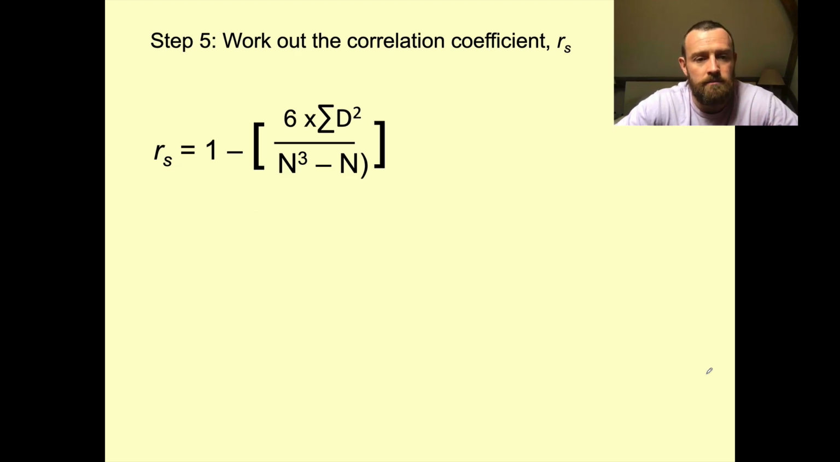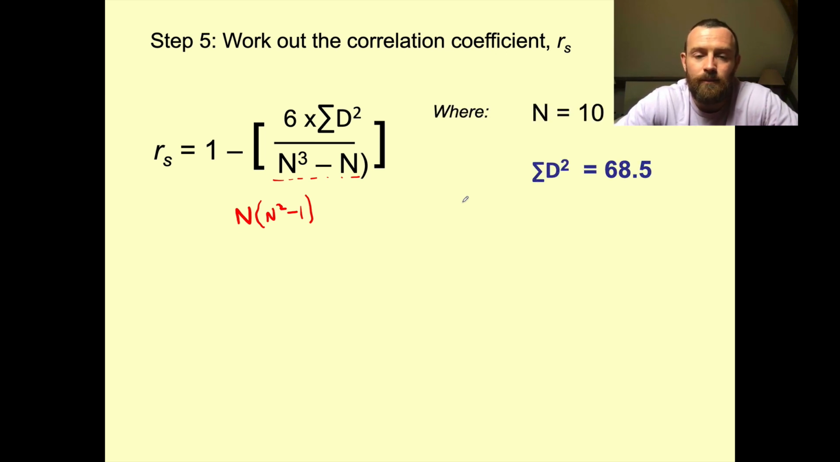Here's the formula again. So it's 1 minus 6 times the sum of the differences squared over n cubed minus n. I just simplified this. In the previous version, we had, I think, n squared minus 1, which you could see if you expand it to that. Okay, so now remember that we calculated the sum of the differences squared is 68.5, and there were 10 pupils here. 10 pupils, so that's n, number of pairs.